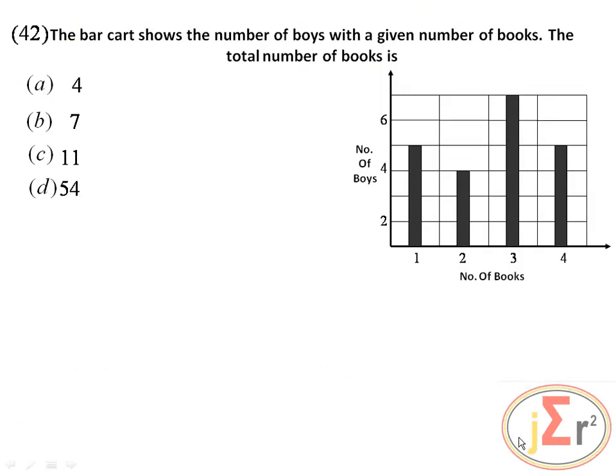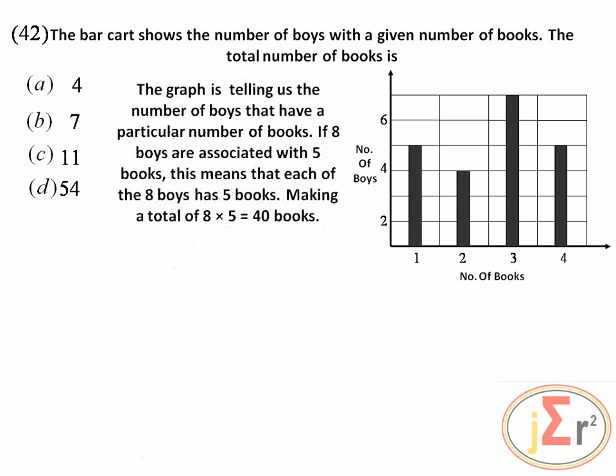The bar chart shows the number of boys with a given number of books. The total number of books is... The graph is telling us the number of boys that have a particular number of books. If 8 boys are associated with 5 books, this means that each of the 8 boys has 5 books, making a total of 8 multiplied by 5, which is equal to 40 books.